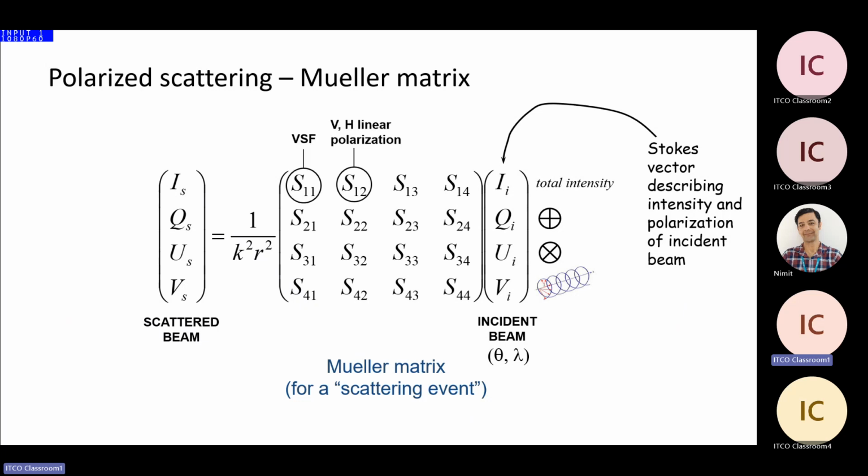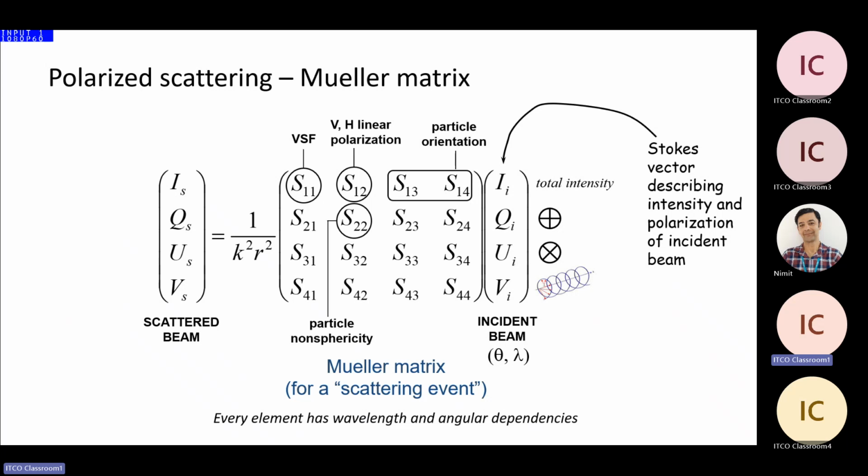So as I mentioned, S11 is your VSF. These other parameters have a lot of information. So S13 and S14 can be used for things like particle orientation. If all your particles are perfectly randomly oriented, they're nominally 0 at all angles. If it's not 0, then you have some degree of particle orientation. You can look at particle non-sphericity. So this, for instance, is a good estimate of what your bulk, you could call it an aspect ratio. So what the deviation is from non-sphericity. And every element has wavelength and angular dependencies. So there's a tremendous amount of information in here.